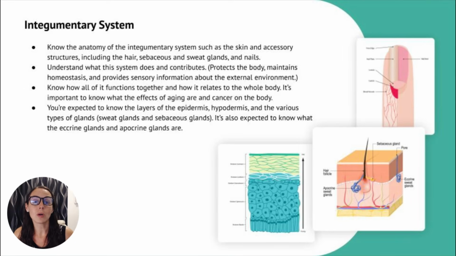Lastly, it's important to know what the effects of aging and cancer are on the body. So be aware that overexposure to UV radiation, like sunlight and tanning beds, can increase the risk of skin cancer. And there's three main types of skin cancers, which are basal cell carcinoma, squamous cell carcinoma, and malignant melanoma. So keep in mind that as you age, the integrity and structure of the skin, hair, and nails can be affected. So these are the key points to remember about the integumentary system. Understanding its anatomy and functions will be valuable throughout your whole nursing career.